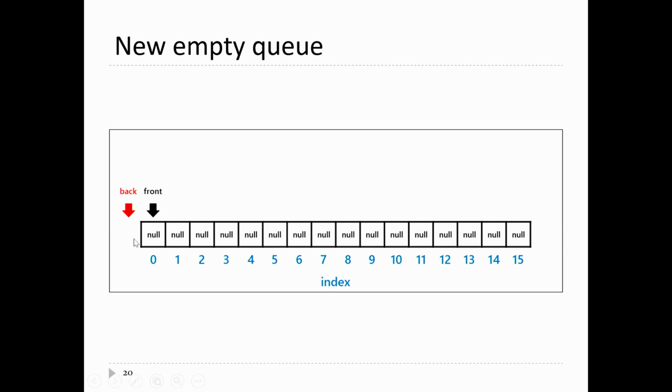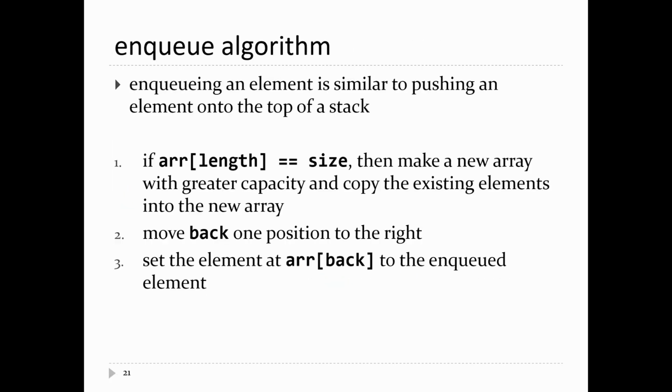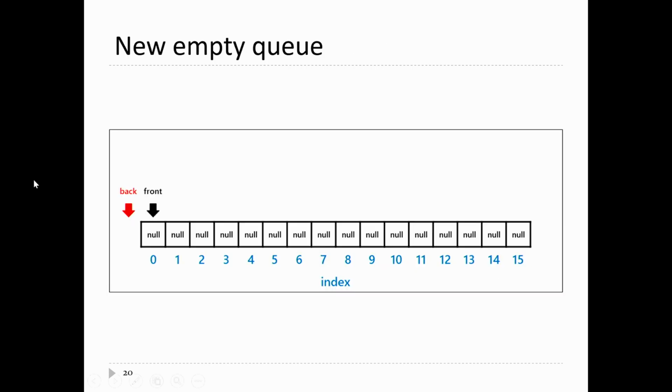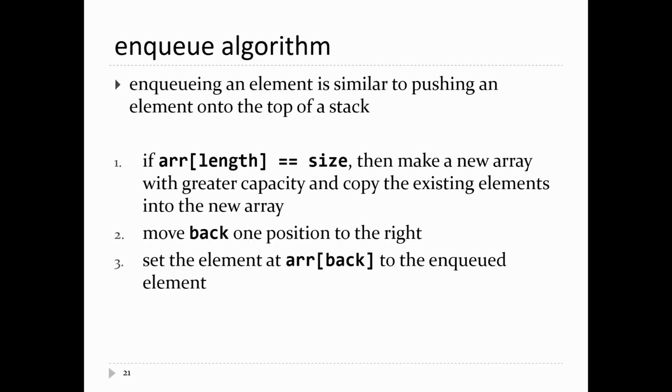Front is currently at the front, so front is going to point at the index whose value is 0. Back is going to point at the element whose index is -1. In other words, the back is not a valid index for this queue. So that's how we're going to implement the empty queue.